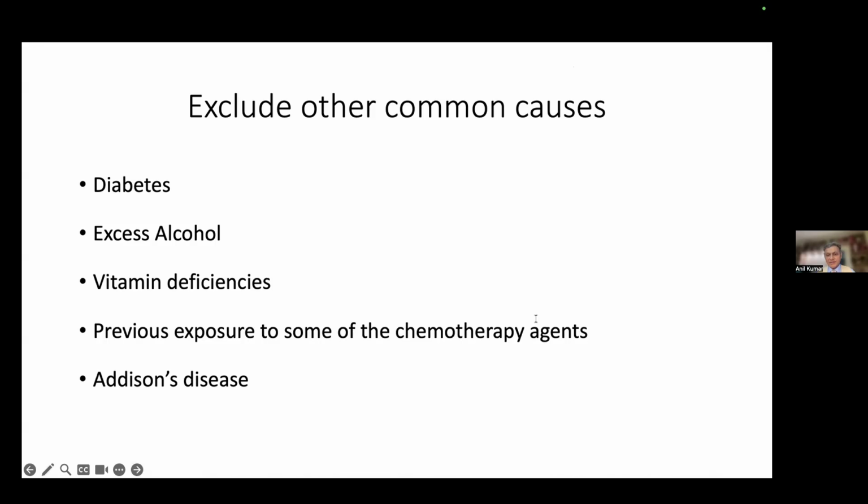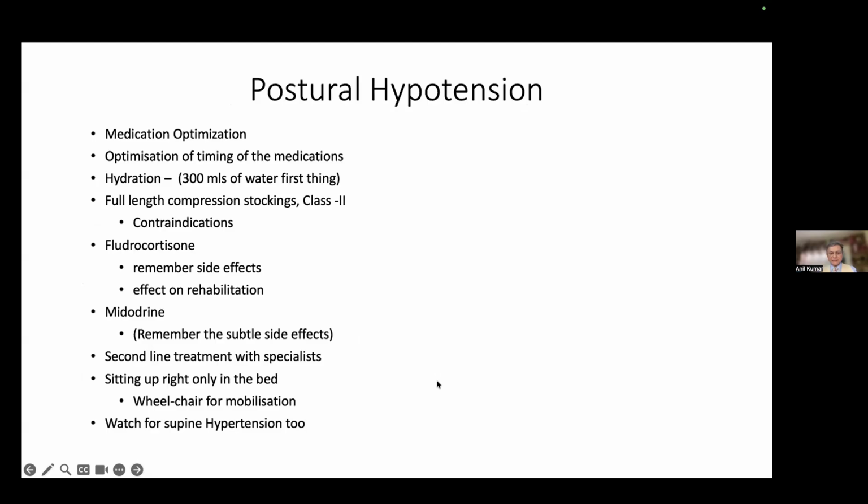Anyone? So I think one is your vinca alkaloids, okay, and then vincristine especially can cause neuropathy, cause problems. And of course Addison's disease, you need to think that, I mean, these patients can still have Addison's disease. So how do you manage this?